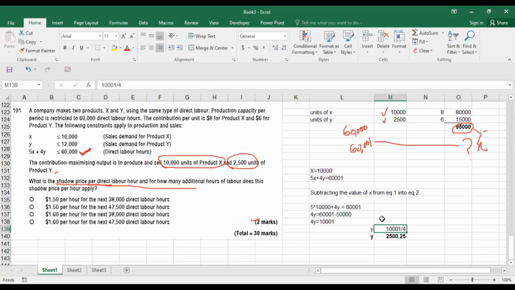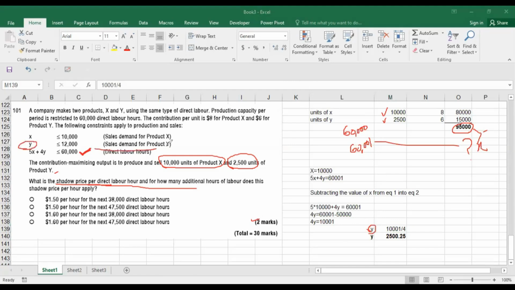Sir, I was trying to put the value of X and Y in this equation. Like X of 10,000 to 5 and 12,000 to 4. Okay. So what you have now, what is Y? Y was the sales demand of product Y. You calculated Y. What is Y?